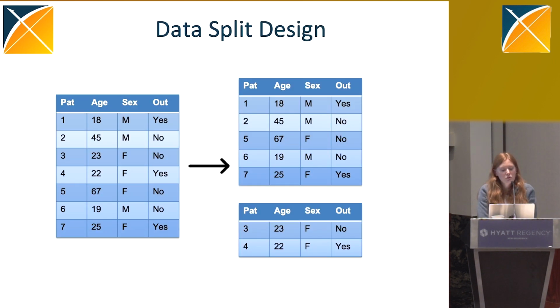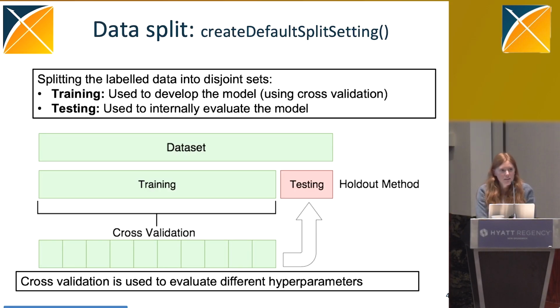Once you've got your data extracted, the next thing is to split into test, train, and validation data. In the framework that we have, if you imagine this top rectangle is the full labeled data, what we recommend is you split part of that into training data, which is used to develop a model, and you hold out some as your testing data.